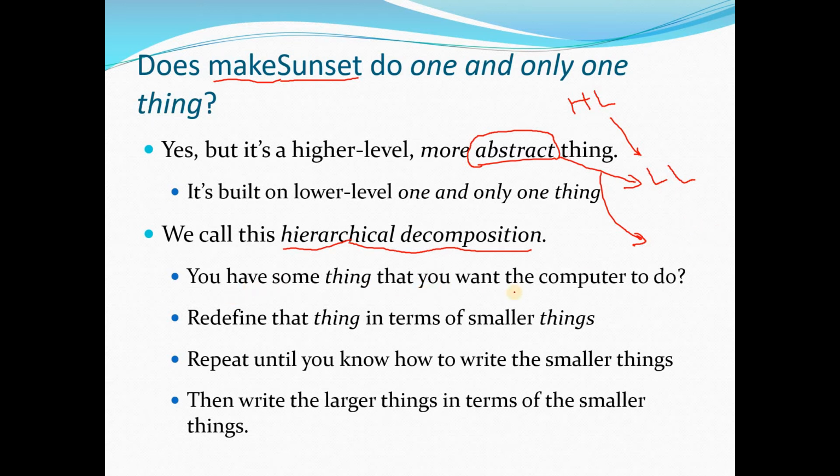If you have something that you want your computer to do, what you do is redefine that thing in terms of smaller things. So the bigger task was make sunset, the smaller tasks are reduce blue and reduce green, and you repeat this until you know how to write that smaller thing. So now you know the smaller tasks are reduce, for example, blue. Another smaller task is reduce green. Now if you know how to implement these two smaller tasks, you will write the code for them separately.